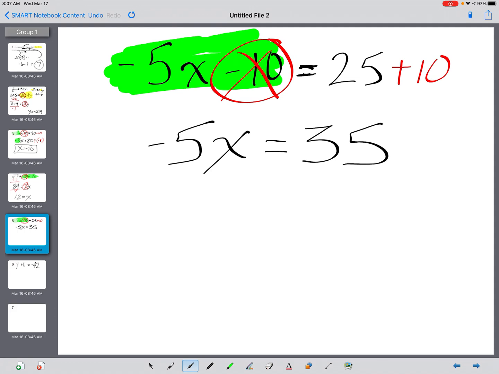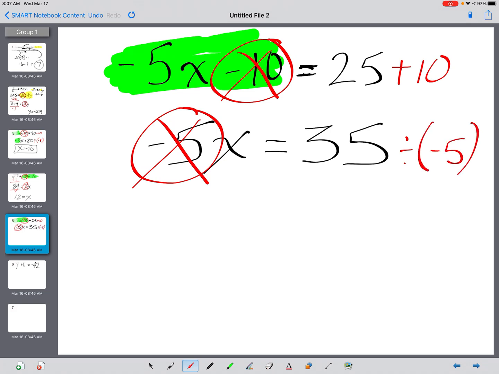And now we will divide out the coefficient of x, and that's negative 5. So we'll divide on the other side by negative 5. This will give us our solution. That means that x is going to equal negative 7, because 35 divided by negative 5 is negative 7.